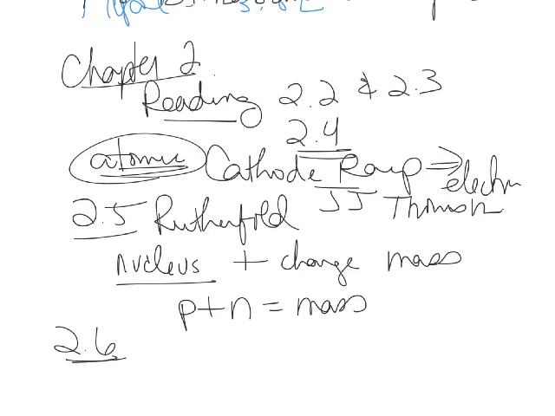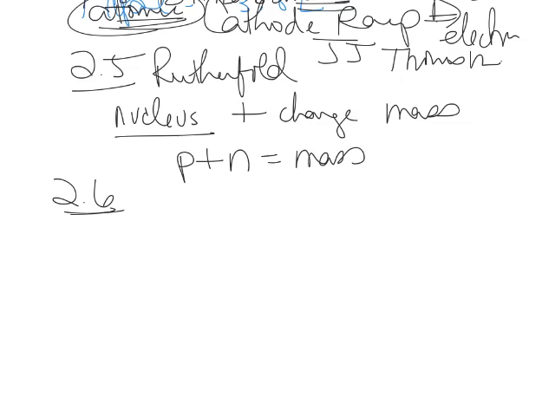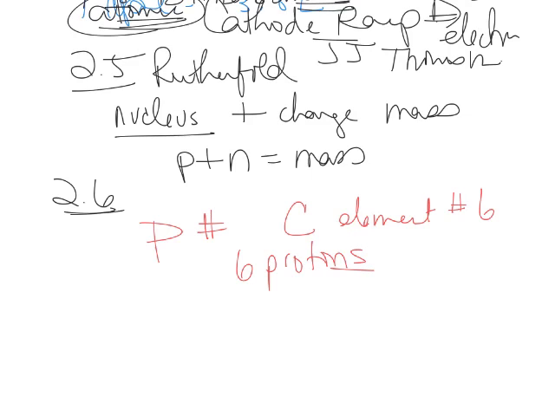2.6, definitely understand protons, neutrons, and electrons in the atom. Understand that the protons are on the periodic table, so the number of protons, like if you look at carbon, is element number 6, so that means carbon has 6 protons. Understand that if you have a carbon 2 minus, this element would have 2 more electrons than protons, so it would have 8 electrons.